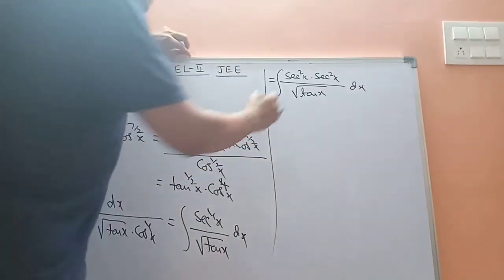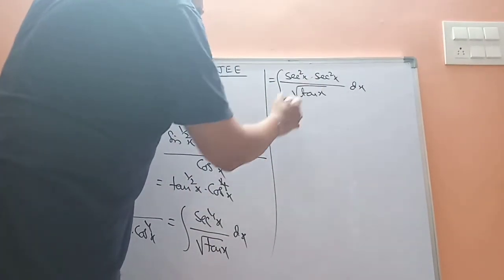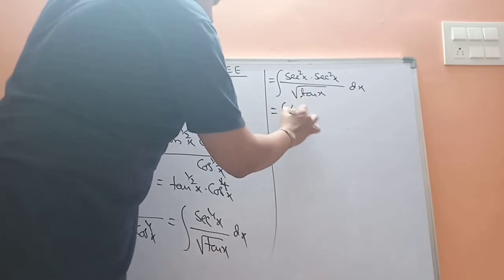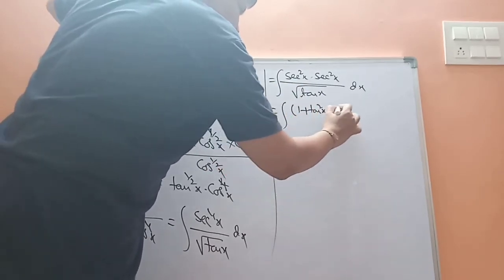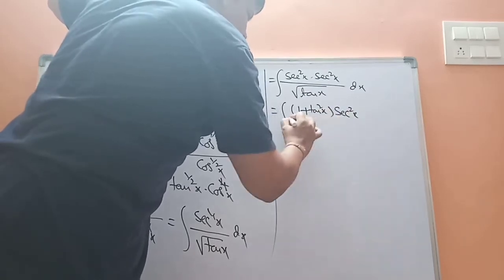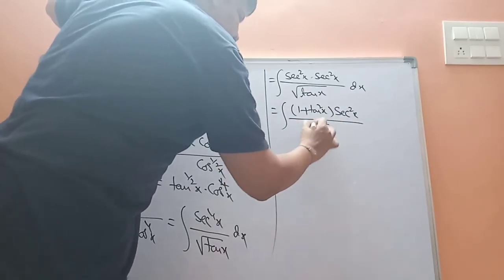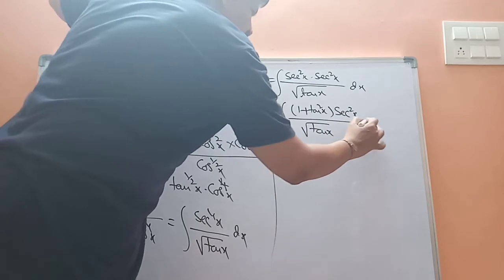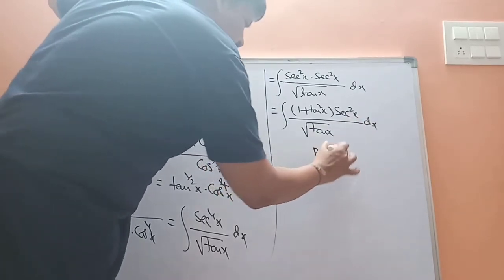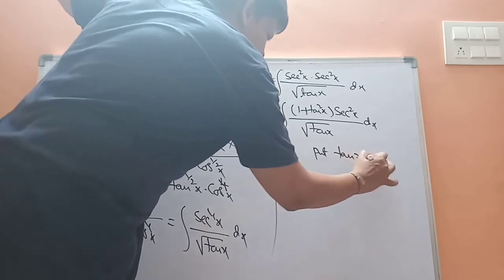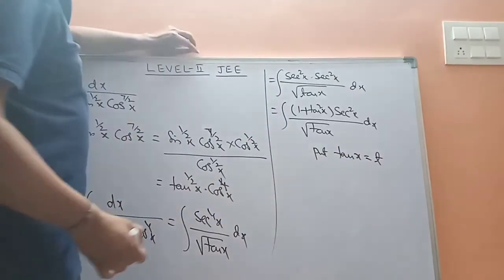Okay, right. Here secant square is there. Secant square can be written as 1 plus tan square. So, look here, 1 plus tan square into secant square x by square root of tan x dx. Okay, now the problem becomes very simple. So put here tan x equals t. Tan x equals t.